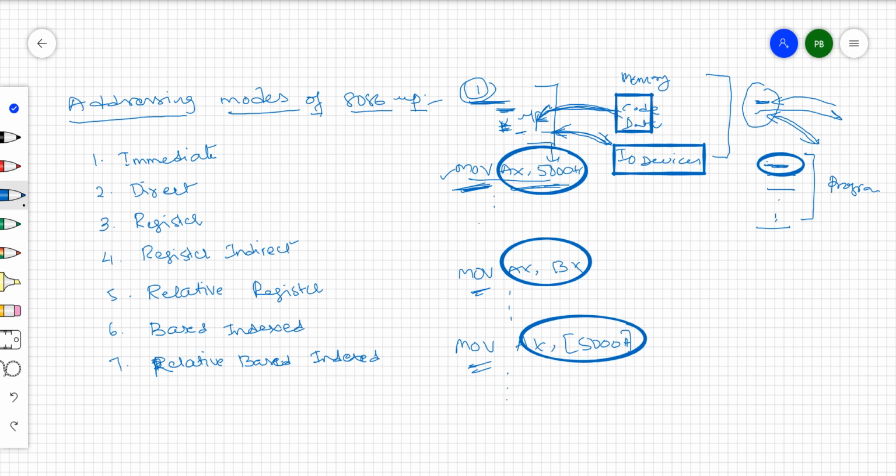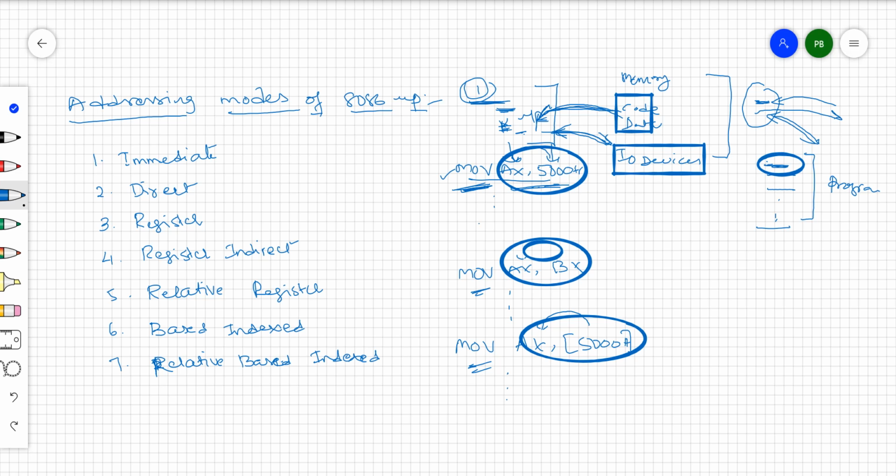This is the source operand. This is the destination operand. Right. This source data will move to the destination. Here the data present in this source register will move to the destination. In a similar way, the data here will move to the destination.